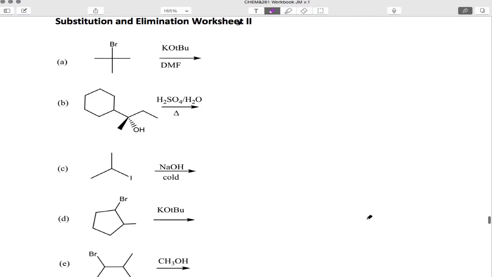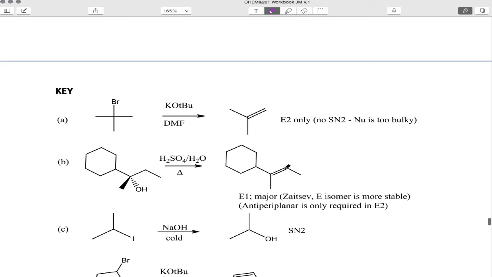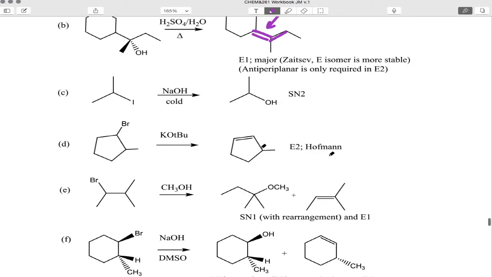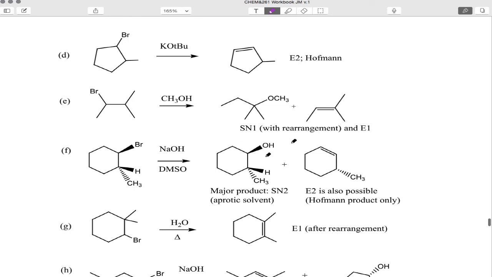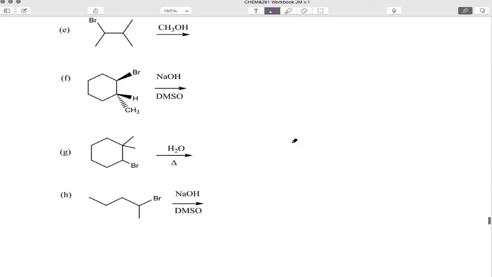And then a couple of students this week noticed an error in the answer key to Substitution and Elimination Worksheet 2. So I just want to point out for Part B that the more favored product is actually the double bond here instead of where I have it, because it's going to be more stable. And then over here I should have had inversion, so this should be a dotted line there. Okay, we'll do that now so you don't know the answers when you get to doing it later, okay?